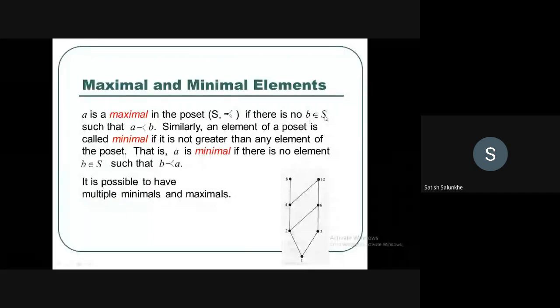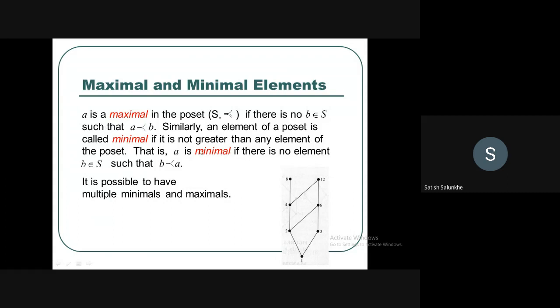Going ahead, what exactly are we talking about here? The maximal and minimal element. You have been given one poset, that is, a set having a partial order relation R. So you have been given that poset S and some partial order relation R. A belonging to that poset is called maximal if there is no B belonging to S such that A is related to B. In that case, we say A is a maximal element.